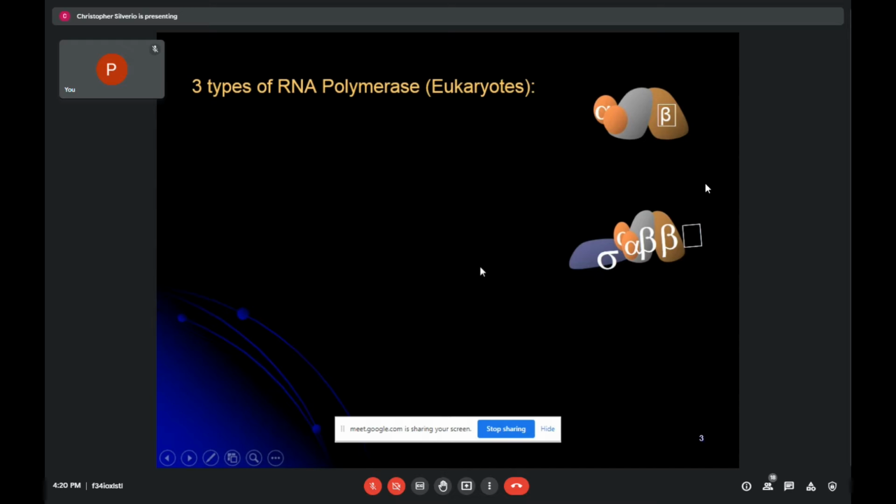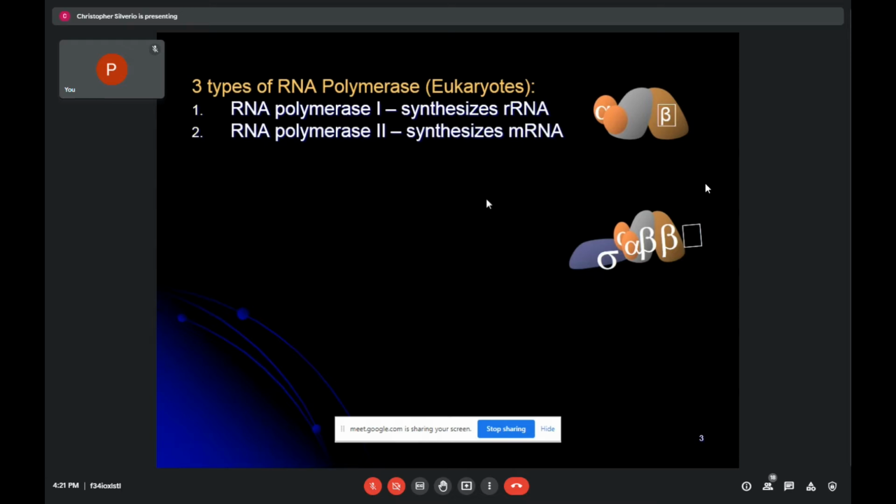There are three types of RNA polymerase in the eukaryotes. One is known as RNA polymerase 1, which synthesizes ribosomal RNA. RNA polymerase 2, which synthesizes messenger RNA, and RNA polymerase 3, which synthesizes transfer RNA. So these are the three kinds of RNA polymerase.